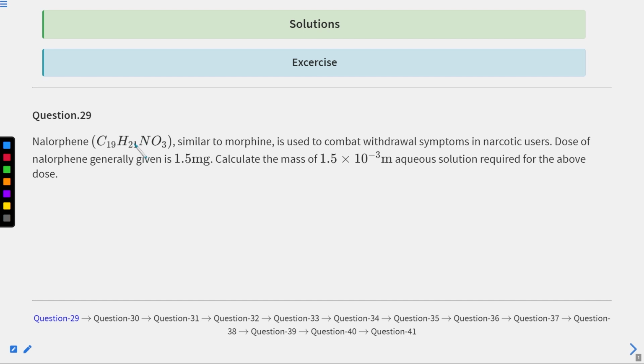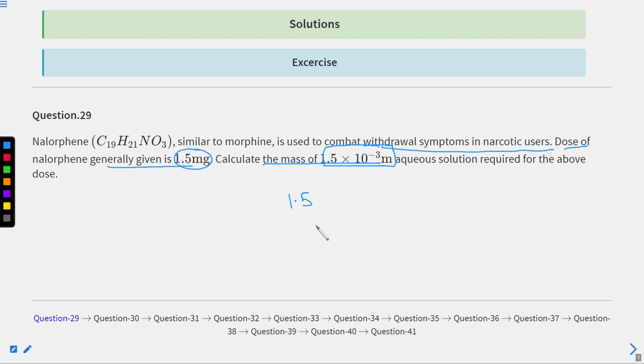So the question says that naloxone, similar to morphine, is used to combat withdrawal symptoms in narcotic users. The dose of naltrexone is generally 1.5 milligram. Calculate the mass of 1.5 molar solution required for the above dose. So what is being asked here, that the number of moles should be 1.5.